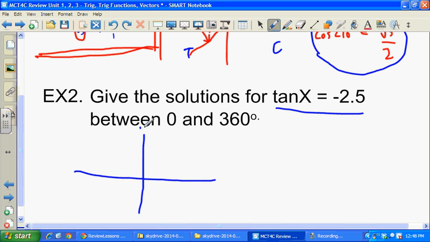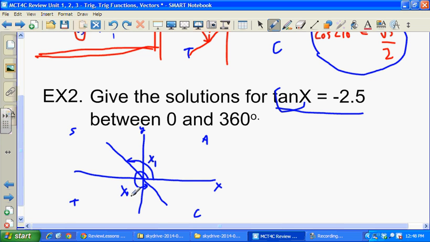If this is the XY plane, we think of the CAST rule, and we're thinking, okay, where is the tangent negative? Because it's the tangent we're interested in. Well, it's negative here and here, because the tangent is positive in the first and third quadrants, right? So it could be here. That could be one of our solutions, x. Call that x1 maybe. And our other solution is way down here.